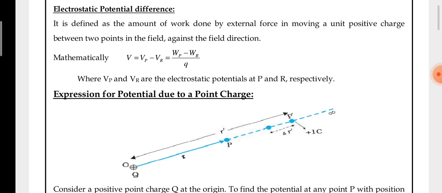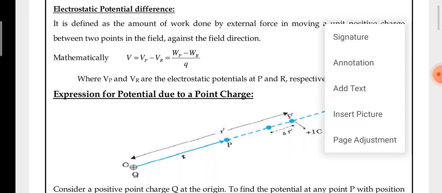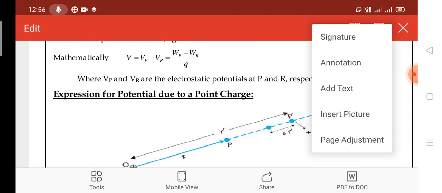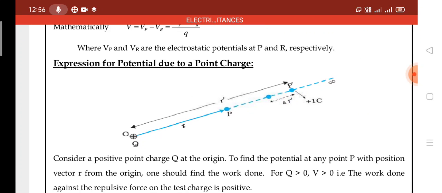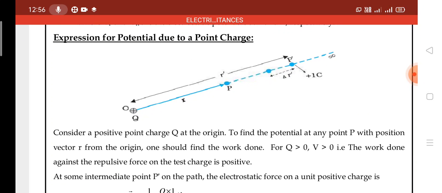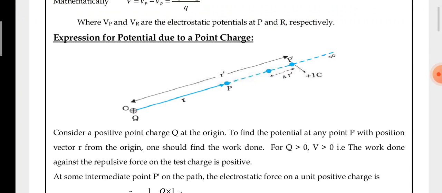After having this, we have one 5-mark question: expression for electric potential due to a point charge.